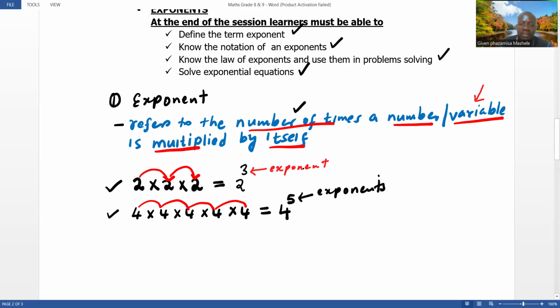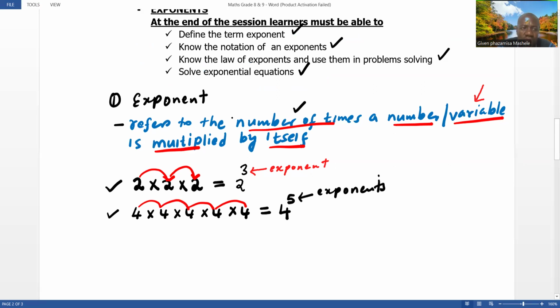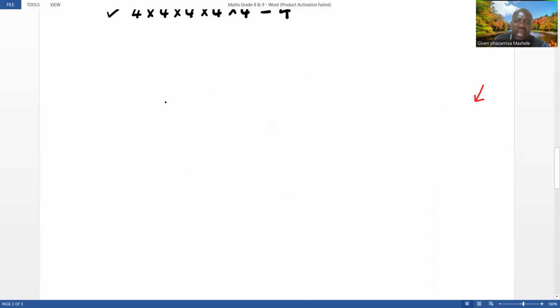Now, since we know what an exponent is and we are able to represent it, let me erase this one so that you do not keep on writing. This will be 2, and at the top will be 3. Remember I said 3 here is our exponent. The number of times a number is multiplied by itself is called an exponent.